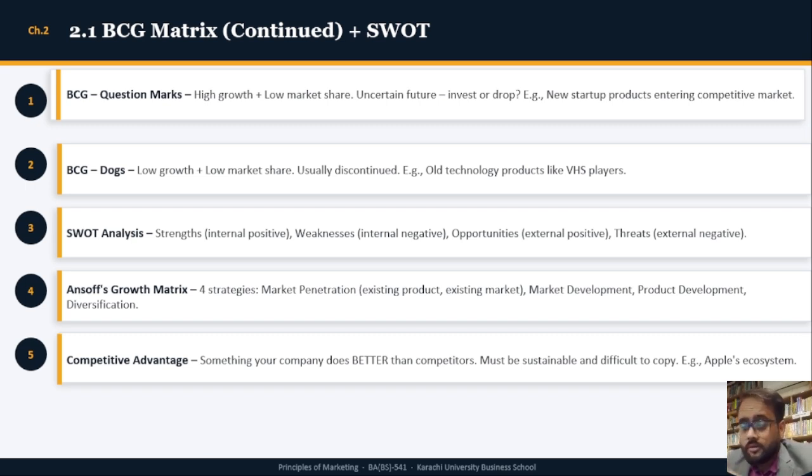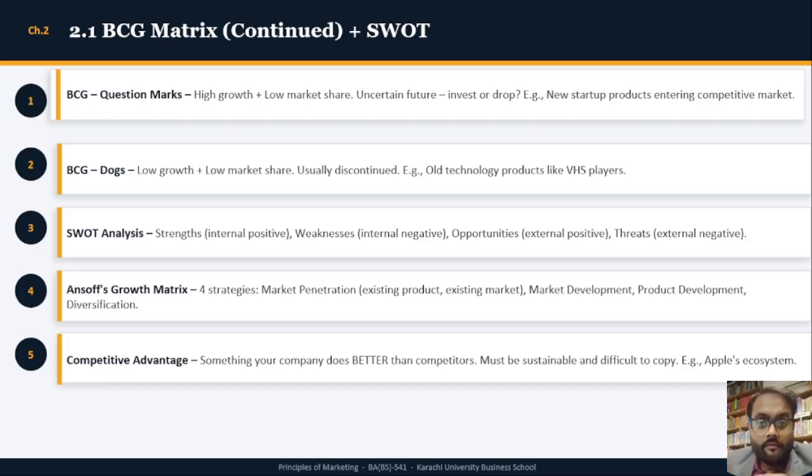Let's talk about the next strategy, the Ansoff growth matrix. It also talks about four things. First is market penetration: if a product wants to enter, it should penetrate the market. Second is market development. Third is product development. Last is diversification. So the Ansoff growth matrix has four things: penetration, market development, product development, and diversification.